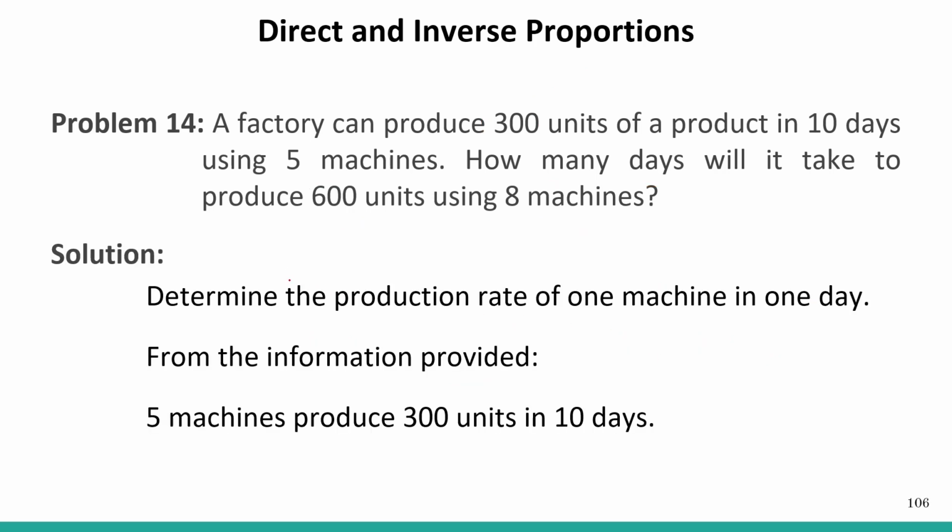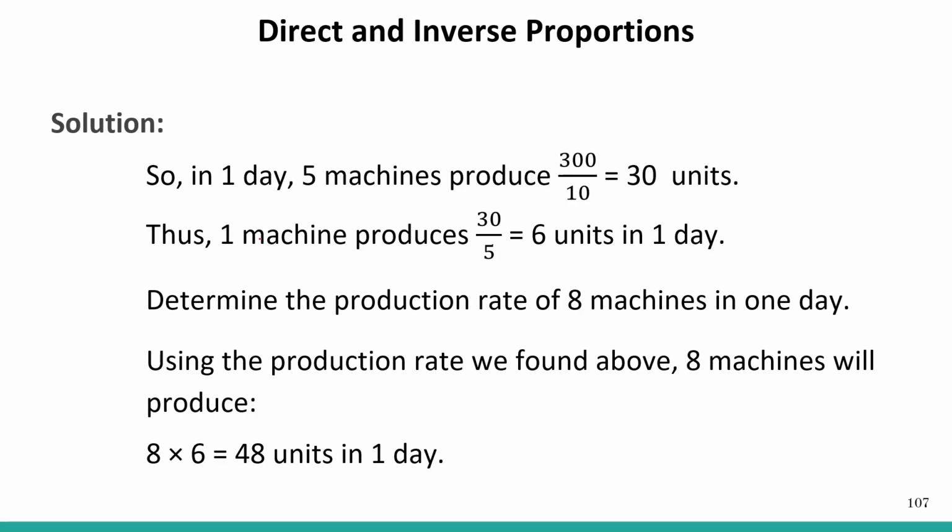So let's see. Determining the production rate of one machine in one day. From the information provided, what you can see is 5 machines produce 300 units in 10 days. So in one day, 5 machines will produce 30 units. This is crystal clear because 300 by 10 is equal to 30, since 10 into 30 is equal to 300. So thus one machine produces 30 by 5, which is equal to 6 units in one day, right?